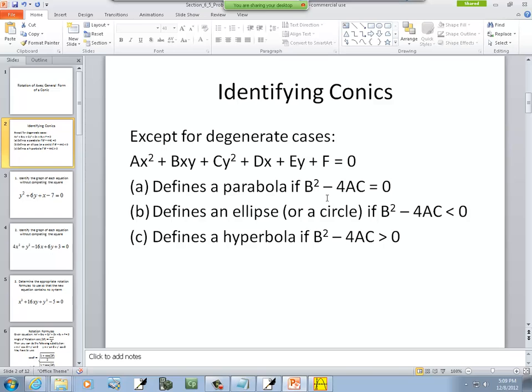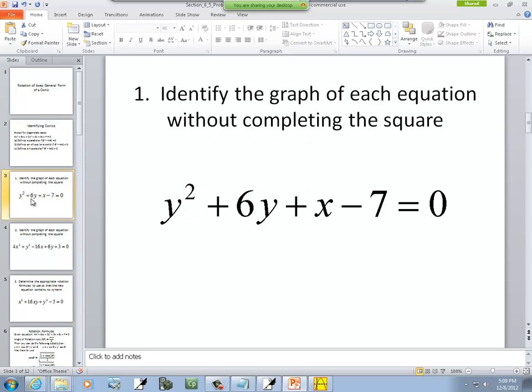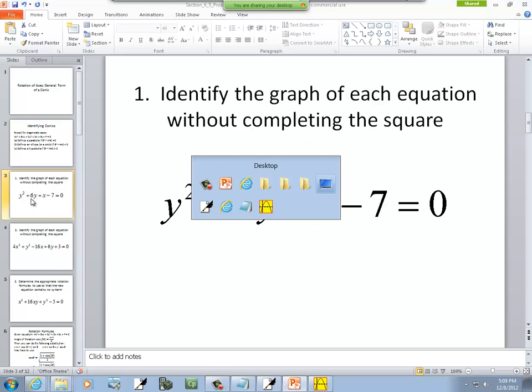It's a parabola if b squared minus 4ac is equal to 0. It's an ellipse or a circle if b squared minus 4ac is less than 0. And it's a hyperbola if b squared minus 4ac is greater than 0. Let's look at our first problem.